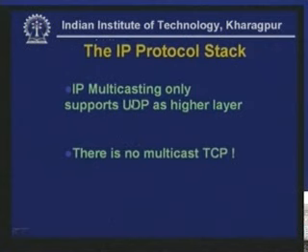Now IP multicasting only supports UDP as the higher layer. There is no multicast TCP. UDP, as you know, is a connectionless, datagram oriented protocol, and TCP is connection oriented. Since IP multicasting is essentially connectionless, that is why it chooses UDP as the transport layer protocol.